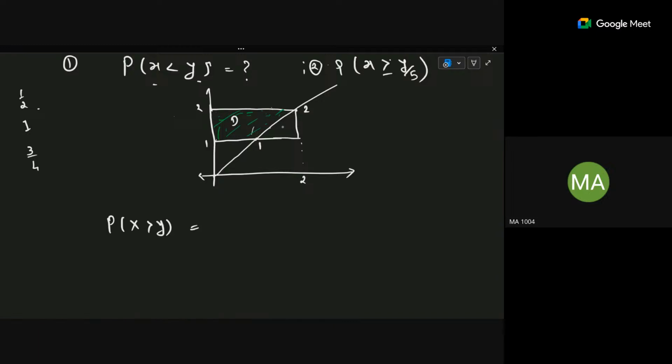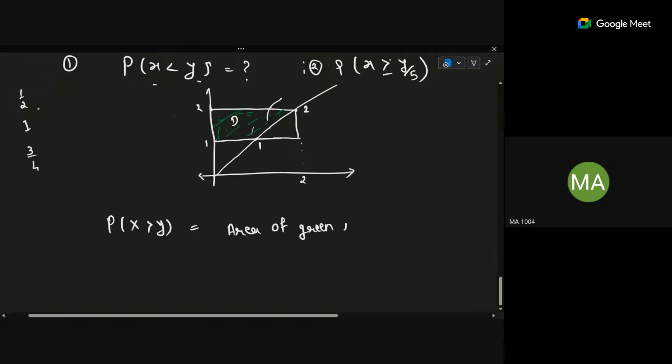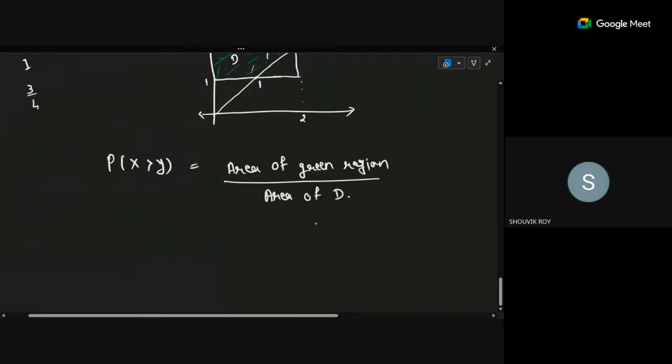The area of this whole part is D. But when we consider this green region, area of green part, right? Green region divided by what it should be? Complete D, area of D. Fine. How do you find the area of green region? Area of green region will be 2 minus half, area of rectangle minus area of triangle. Probability of x less than y.